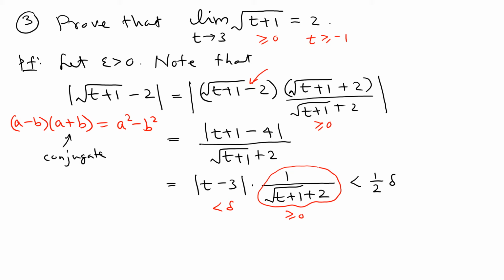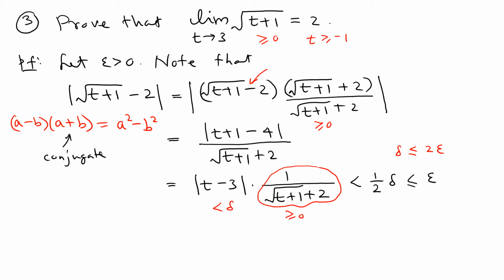So what we can do is pick a small delta so that 1/2 delta is smaller than or equal to epsilon. That means if you solve for delta, you see that delta is less than or equal to 2 epsilon. So you can pick either 2 epsilon or any other function of epsilon which is smaller than 2 epsilon. For example, delta equal epsilon.